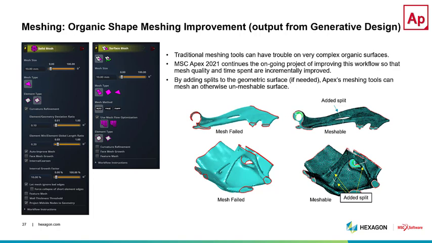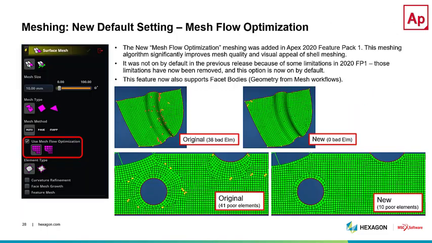And Apex 2021 gets you there quicker and better because the mesh quality is much higher. Okay, and this works for both surface meshing and solid meshing. We did a lot of benchmarking behind the scenes, and now you have nicer, cleaner and quicker workflows.